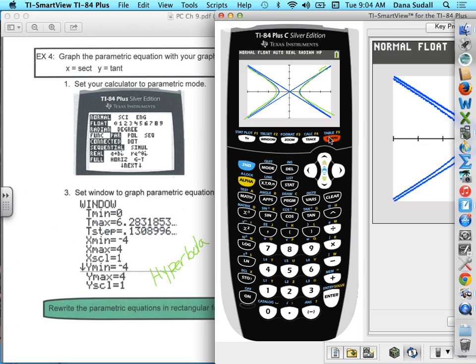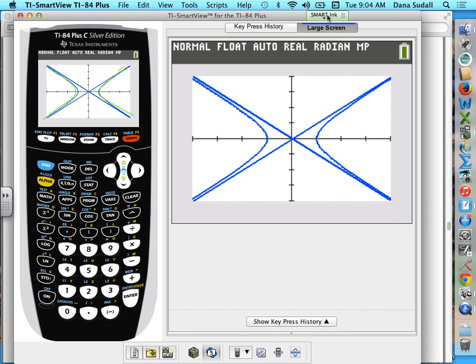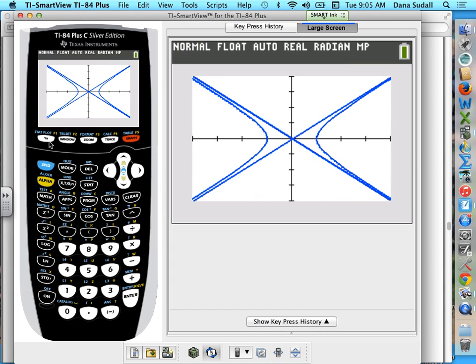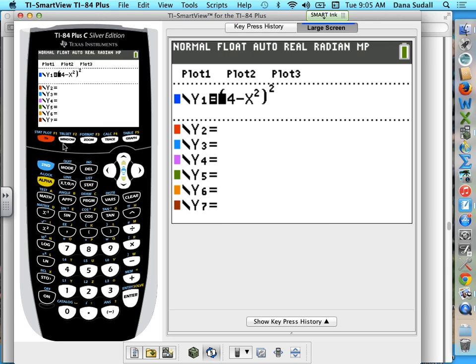So you can graph in the parametric form. The only thing is you'd want to make sure when you're finished graphing in parametric form, so you don't curse at me when you go back to your science class, hit your mode, go back and highlight function, and that will put you back into your rectangular form. You hit y equals, you'll see it's the rectangular form again.